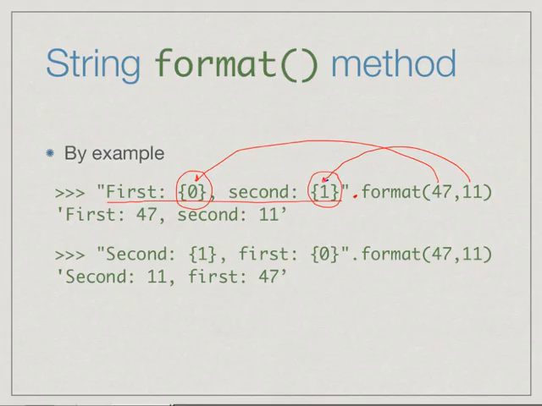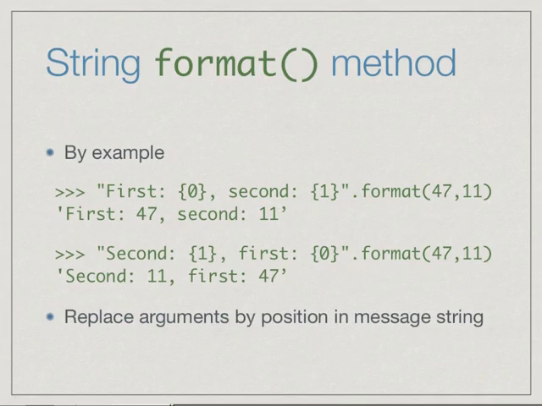So if I actually take this string and I pass it to Python, the resulting thing is first colon 47, second colon 11, because the brace 0 is replaced by the first argument of format, 47, and the second is replaced with the second. Now, the positions determine the names, so they don't have to be used in the same order. We could first print argument 1 and then print argument 0, as the second example shows. So essentially, this version of format allows us to pass things into a string by their position in the format call. Okay, so we're replacing arguments by position.